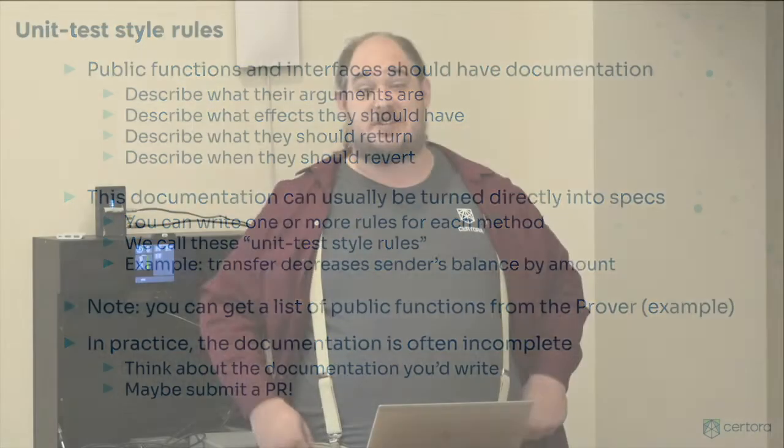So one other thing I'll mention, in practice, the documentation is often incomplete. So I suggested go look at the comment and then write a rule that does what it says. But really what you should do is go look at the method, read the comment, but then write rules that check that the methods have the effects they should have, and that they return what they should return, and that they revert when they should or don't revert when they shouldn't. That's not always all written in the comment. So you should think about that if you're looking at a contract that you didn't write, and maybe even submit a PR to whoever wrote the contract by adding a comment. They will appreciate it. Question?